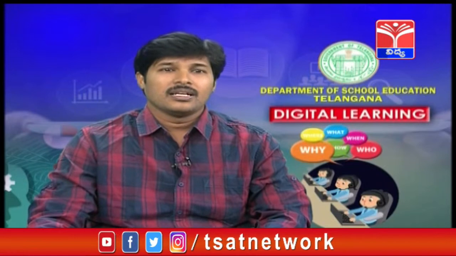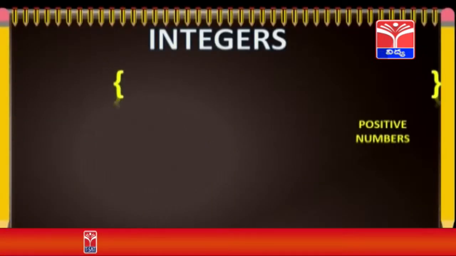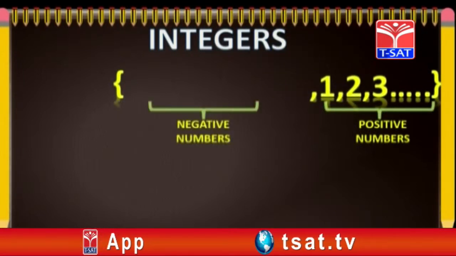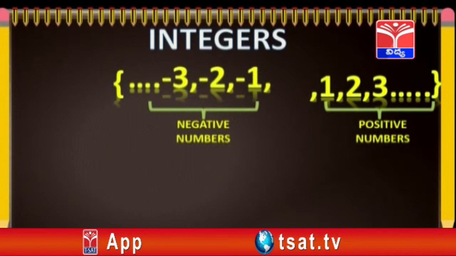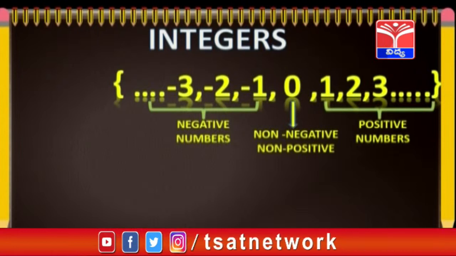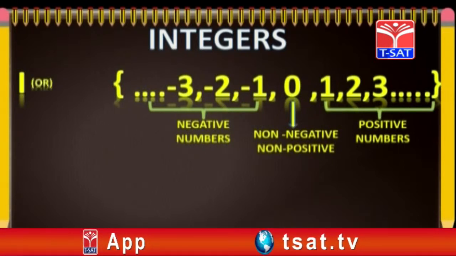So, integers are the collection of positive numbers and negative numbers, and here comes our hero, Mr. 0. He is non-negative and non-positive. Integers are denoted by the letter I, and mostly, instead of I, we use the letter Z.